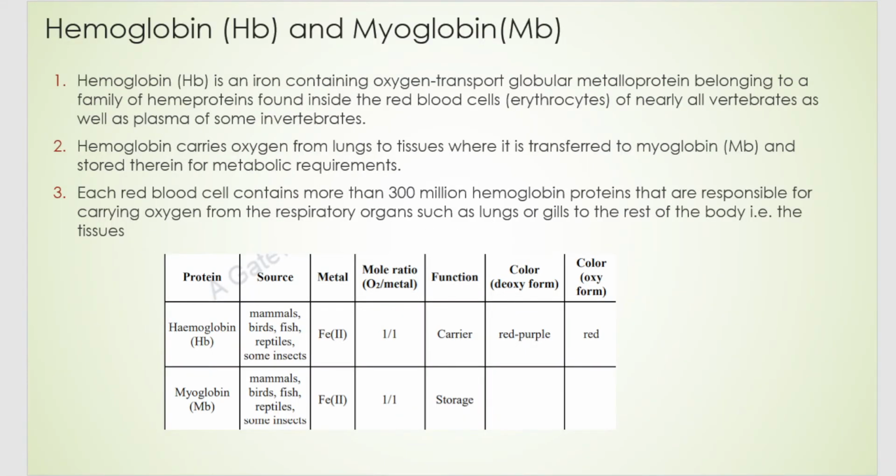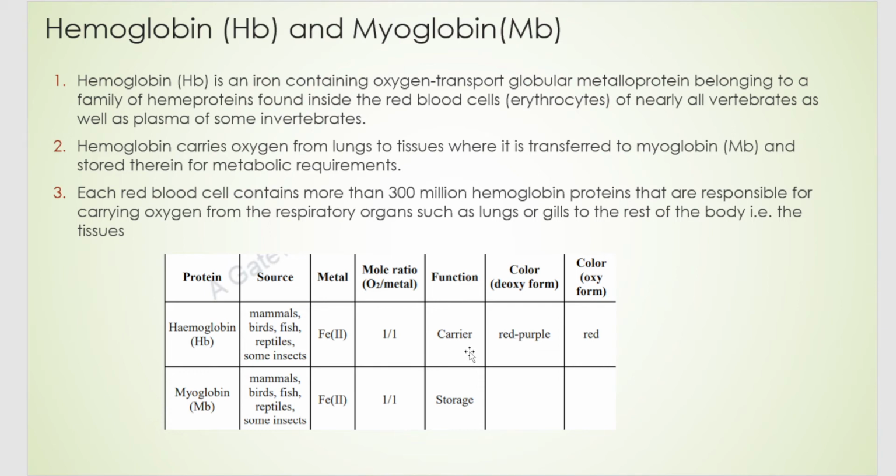Next, we are starting to discuss an important oxygen carrier and storage type of protein, that is hemoglobin, which is an oxygen carrier, and myoglobin, which is an oxygen storage protein. So hemoglobin, you can find it in the human body. Other than that, birds, fish, reptiles, and some insects. Myoglobin also is seen in the human body, birds, fish, reptiles, and other insects. And what is the transition metal present in both of them? That is iron in Fe+2 oxidation state. It is seen in both hemoglobin and myoglobin.